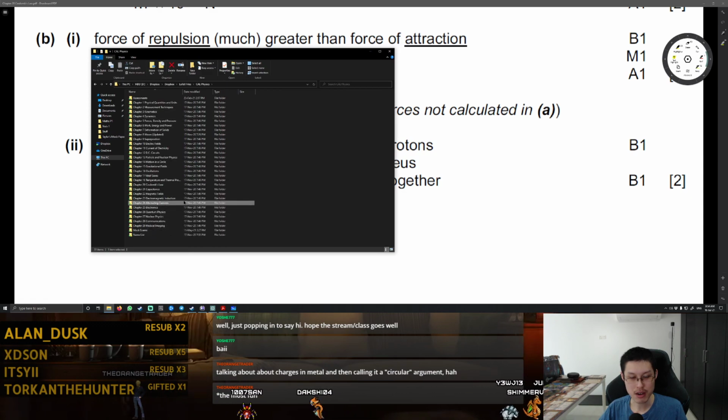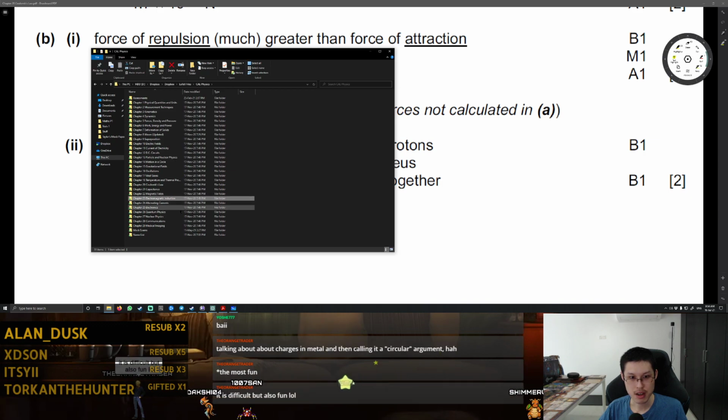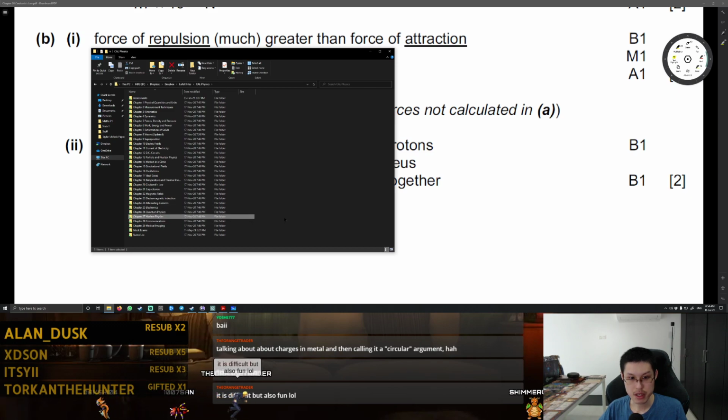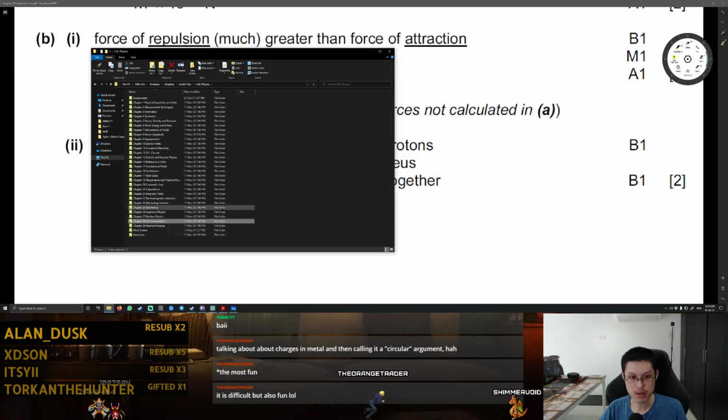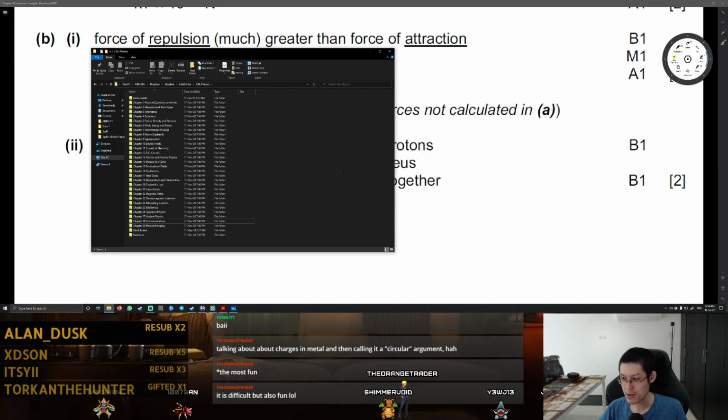What other chapters do we have left? We also have alternating currents, magnetic fields, electromagnetic induction, quantum physics, also very interesting. Nuclear physics, that's still in the syllabus. Communications, I think they've taken that out already, so that's gone. So we have 1, 2, 3, 4, 5, 6, 7, 8 chapters left. 9 chapters left. It's difficult but also fun. You are not wrong. There we go.